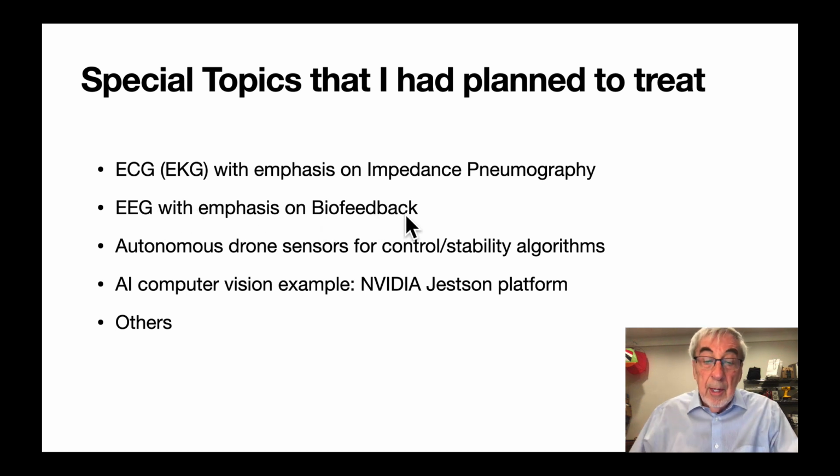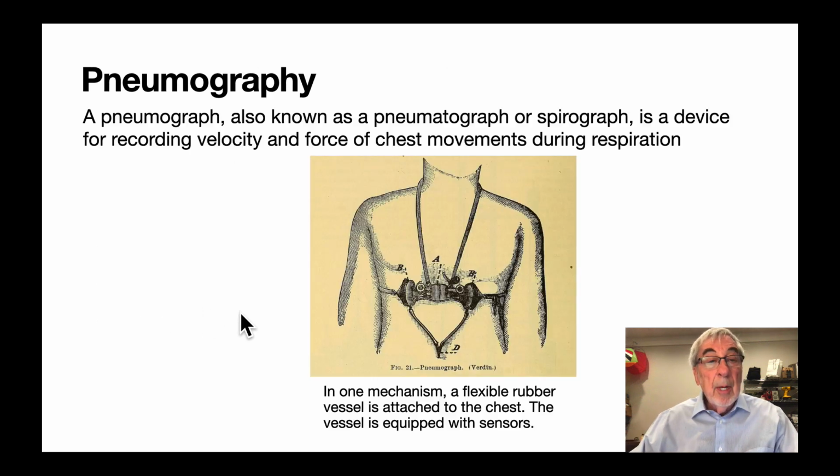This is an area that I have had an interest in since back in the 90s when I worked with a group in the biomedical engineering group at University of Wisconsin. I'm not going to show you about that. I was going to talk to you about autonomous drone sensors and an example of AI computer vision, some other things. Not going to do that. Sorry about that.